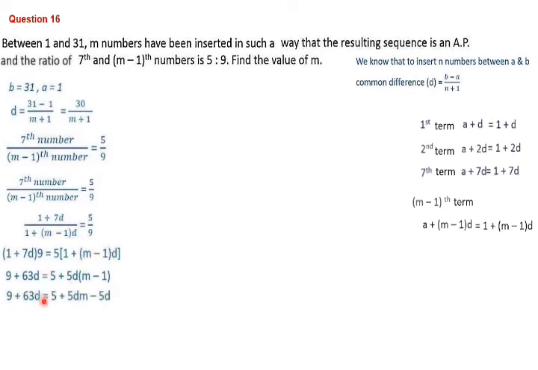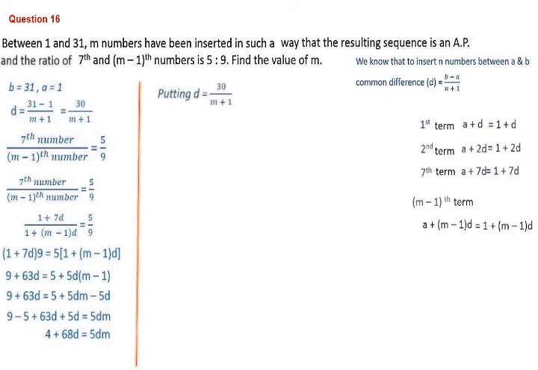9 plus 63d is equal to 5 plus 5d into m, that is 5dm, then minus 5d into 1 is 5d. Then 9 minus 5, we take this 5 to the left side as minus 5, then 63d is there, and here minus 5d is there, bring to the left side, that comes as plus 5d, equal to 5dm, we can keep it on the right side. So 9 minus 5 is 4, 63 plus 5 is 68, d is equal to 5dm.